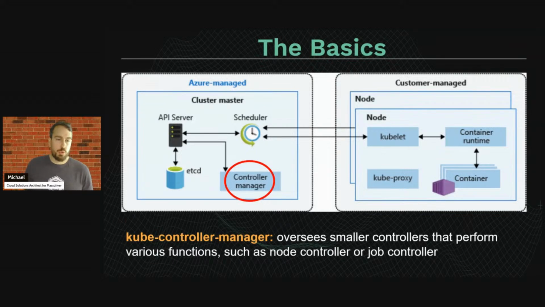The Kube Controller Manager oversees a number of smaller controllers that perform actions such as replicating pods or handling node operations. There are many different types of controllers, such as a node controller that is responsible for watching nodes and responding to one if it goes down, or a job controller that watches for these one-off tasks and then creates a pod to run those tasks to completion. Those are just a couple of examples of those controllers.